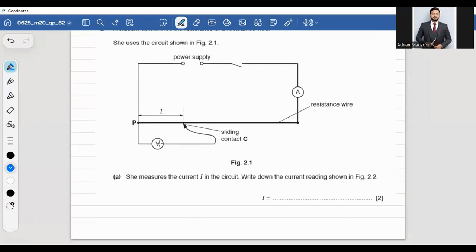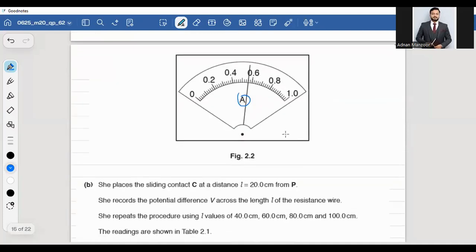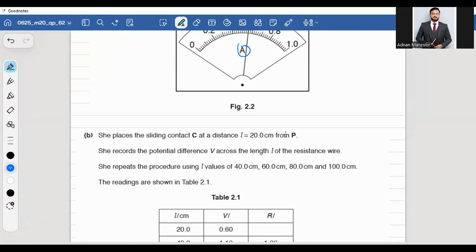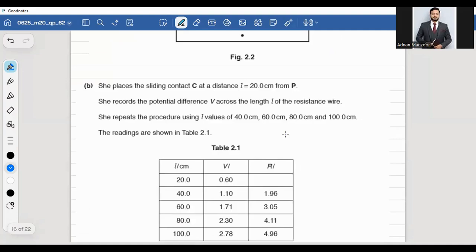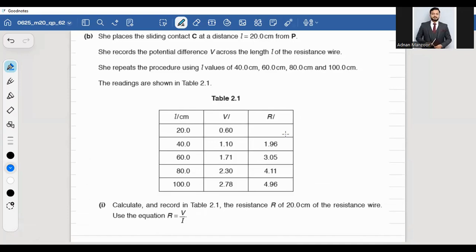She measures the current I in the circuit, and writes down the current reading shown in figure 2.2. Where figure 2.2 is here. So this is 0.4, 0.5, and the reading is 0.56. And if it's written mA or μA, then you have to write milliampere or microampere. She places the sliding contact C at a distance of 20 centimeters from P. She records the potential difference across the length of the resistance wire. She repeats the procedure using the values 40, 60, 80, 100. The readings are shown in the table.